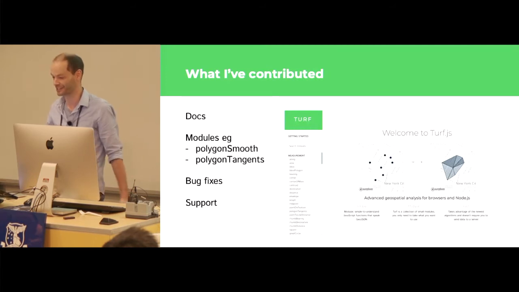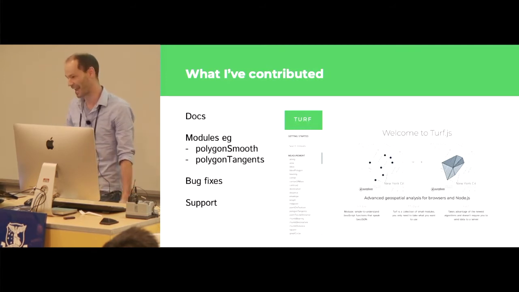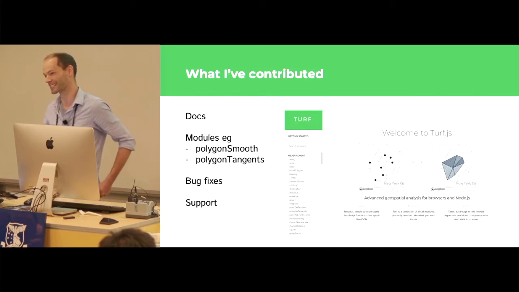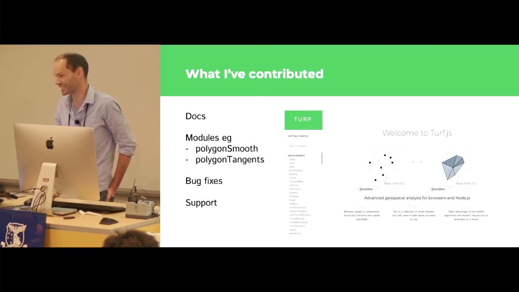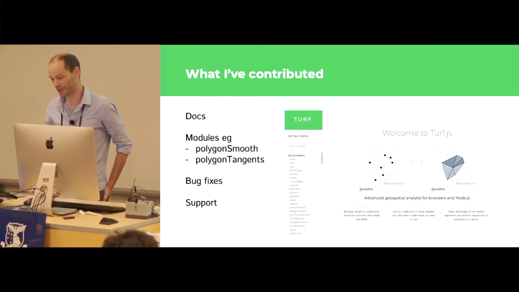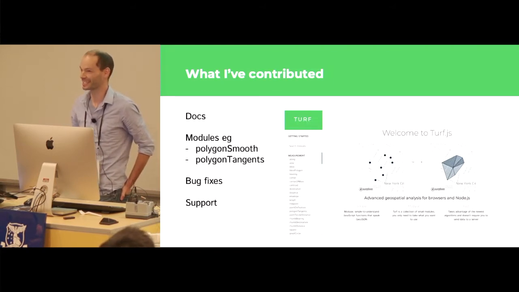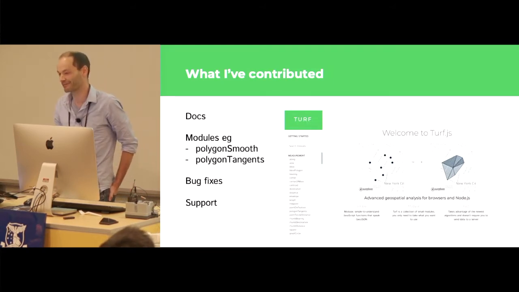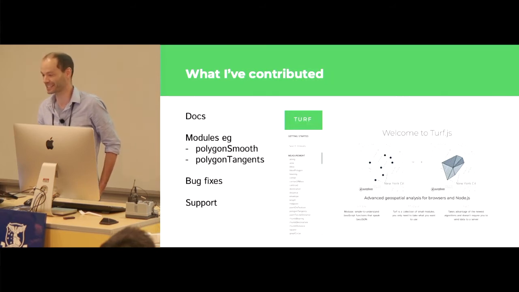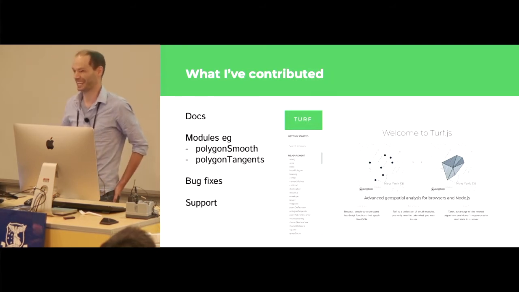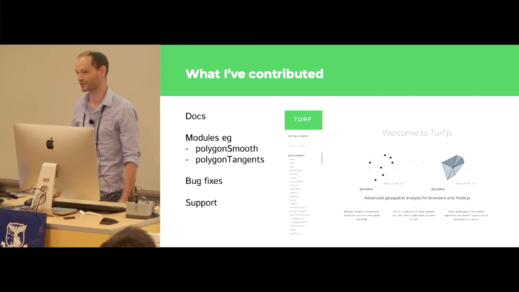Finding polygon tangents. We have a steady stream of bugs that get reported through GitHub for things that are broken, and so someone needs to take a look at that. As well as support. You'd be amazed at the number of people that come to a library that don't particularly know how to write JavaScript, but they think that this is something that will help them. And so we get roped into providing a bit of support.